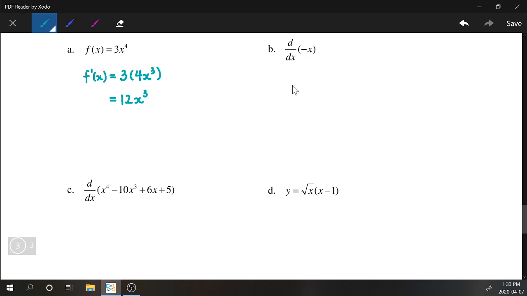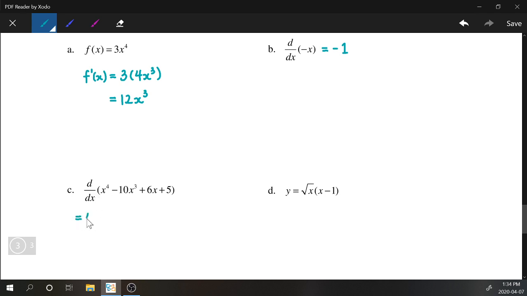Here it should be pretty obvious that the derivative is just going to be -1, right? You can kind of factor out the negative sign. The derivative of x is just 1, so you have -1. Now, a polynomial that you're more familiar with, so what would its derivative be?